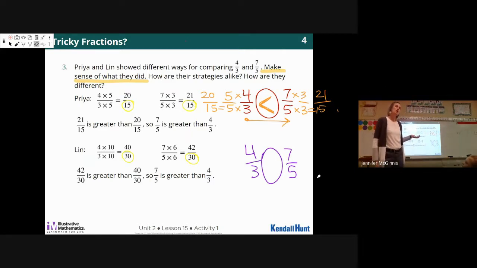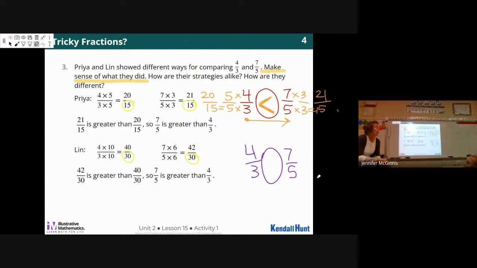Yes. As long as you can get what you're trying to get. But what's it easier to multiply something by, a 2 or a 7? 2s are easier than your 7s, right? What about 4s or 9s? What are you going to pick?